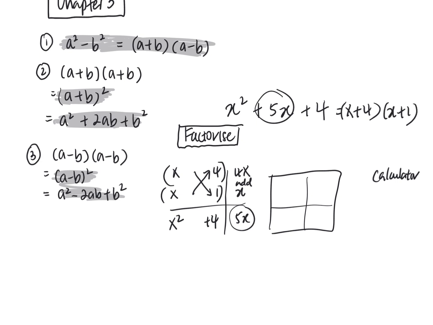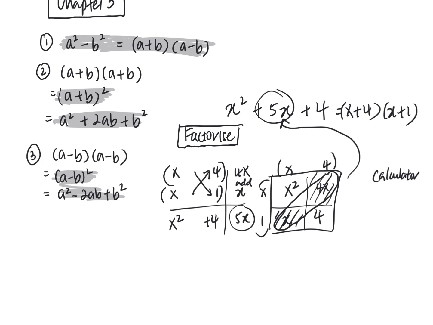Okay, alternatively, put the x squared here, put the 4 here. The dimension of this piece is x by x. The dimension of this piece is 4 by 1. So this one will be 4x, and then this one will be x. You always need to check that this thing is 5x. So if it's correct, then your two factors are these.